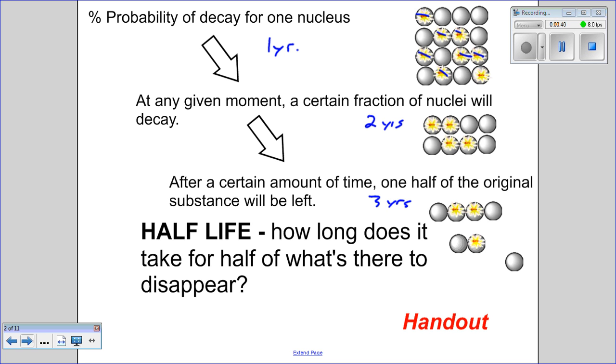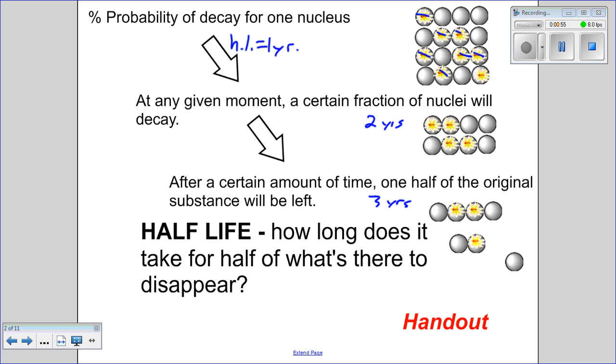So the original sample, say in this case, was 16 grams. We'll call each of these spheres 1 gram. If it had a half-life of 1 year, then after 1 year, 8 of them are gone. So 8 are remaining. So half the original sample is remaining.